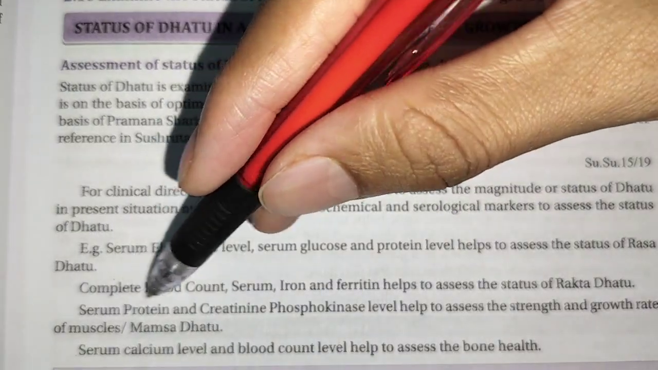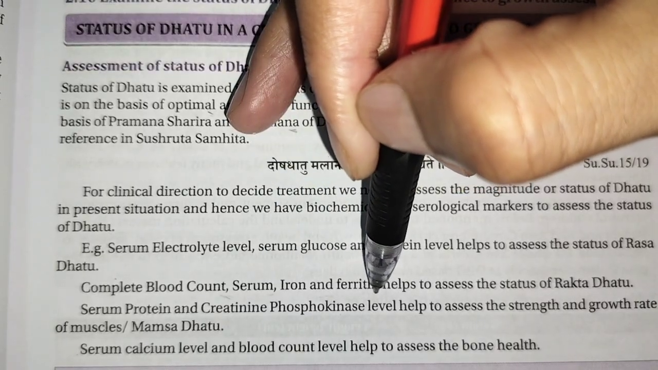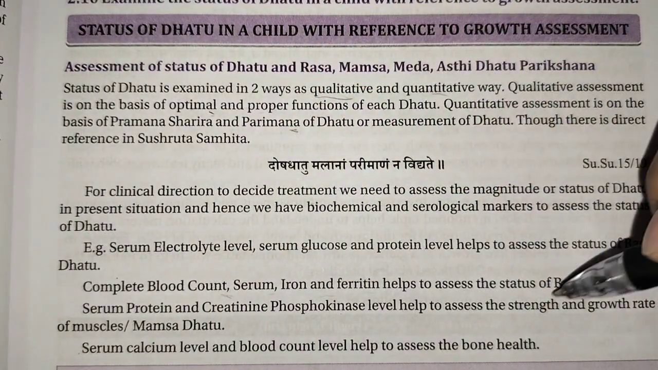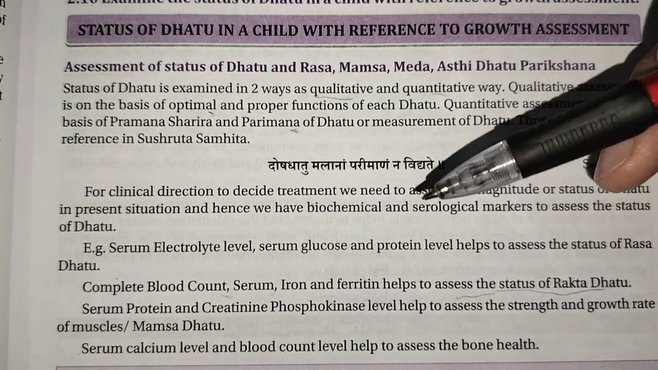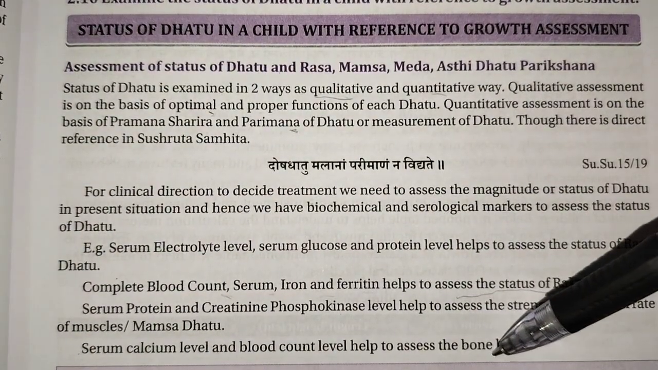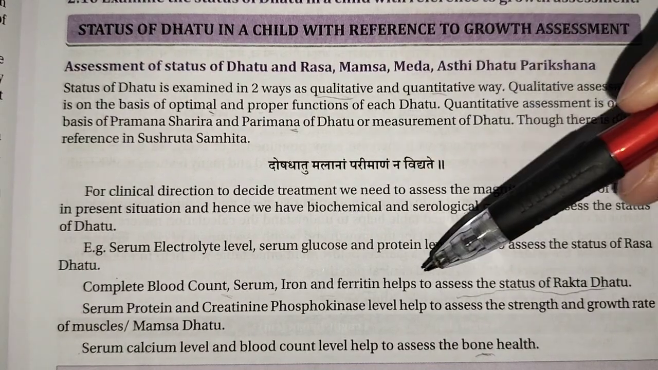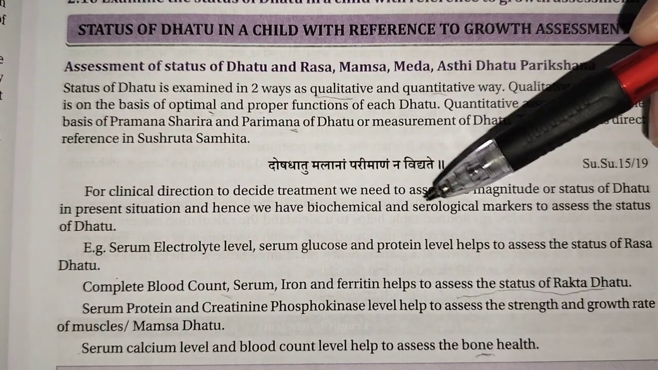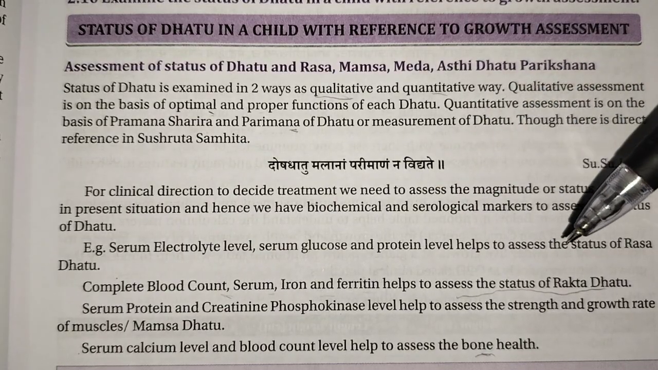CBC, complete blood count, is taken for the rakta dhatu, along with serum iron, ferritin, etcetera. These are taken as assessment for the rakta dhatu. These are modern plus Ayurvedic correlations, right? Serum protein and creatinine are taken for the mamsa dhatu, and serum calcium level for the asti dhatu, we know about the bone, correct? So these are the qualitative and quantitative factors with reference to child growth and development, right?